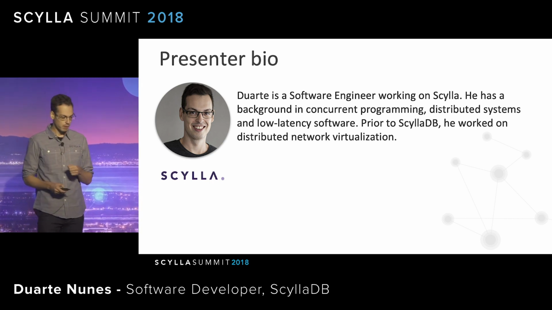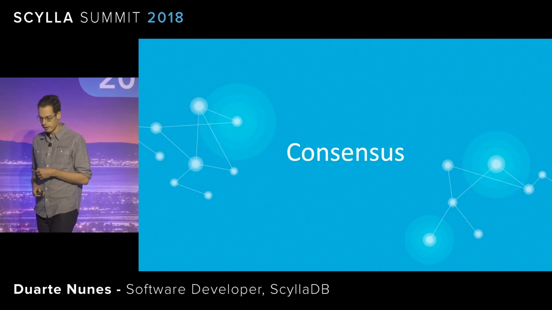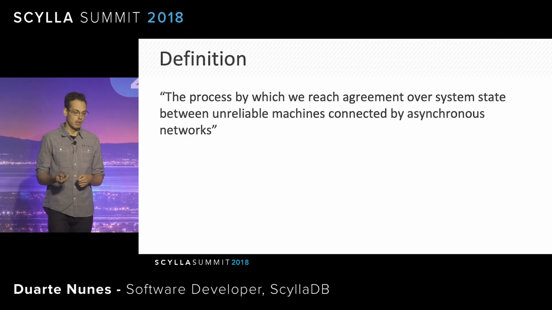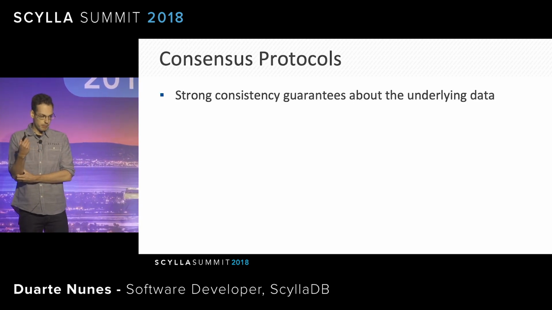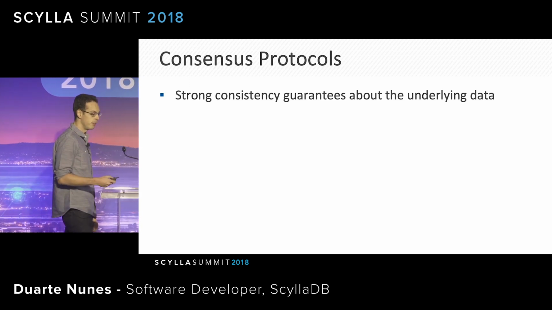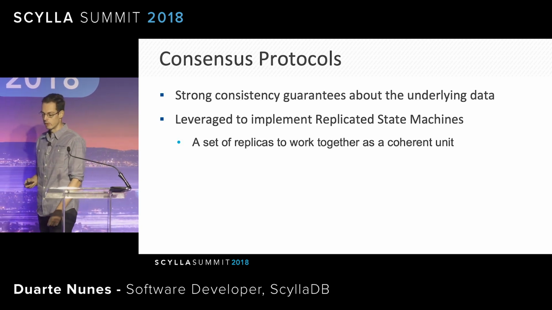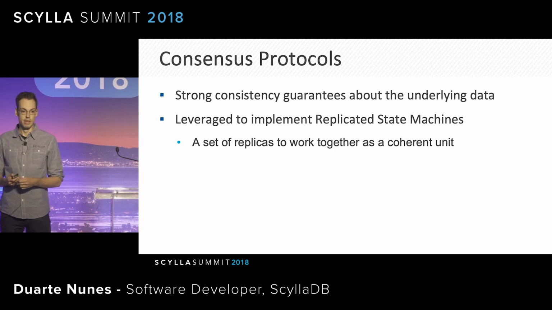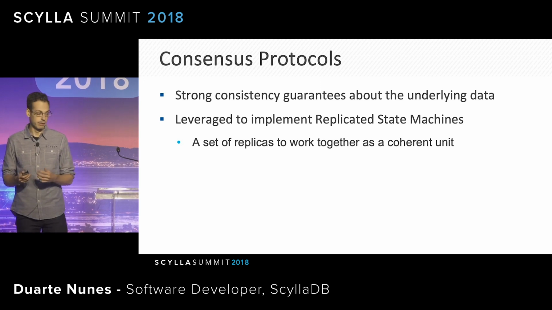First of all, what is consensus? What are consensus protocols? The definition is that they are the process by which a set of unreliable replicas agree on the underlying system state. These protocols provide strong consistency guarantees about the underlying data. They are usually leveraged to implement what's called replicated state machines, where a set of replicas work together as a coherent unit, and they all reflect each other's state consistently.